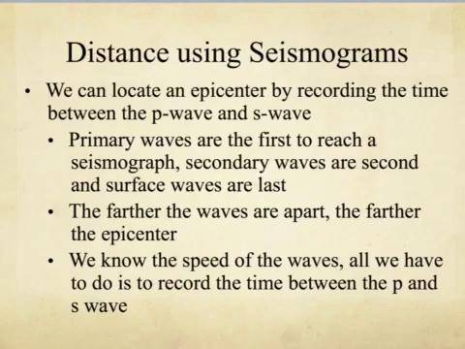When looking at seismograms, we need to determine the time that the P wave arrives and the time that the S wave arrives. The primary wave is the first wave to reach a seismograph because it's the fastest. Secondary waves are the second fastest, so they're the second one to arrive, and surface waves are the slowest, so they're the last to arrive. The farther apart the waves are, the farther the location is from the epicenter.